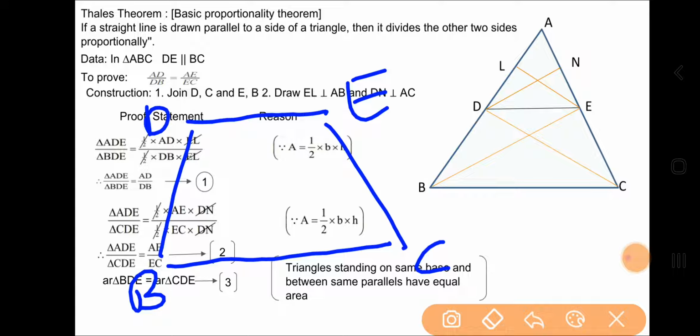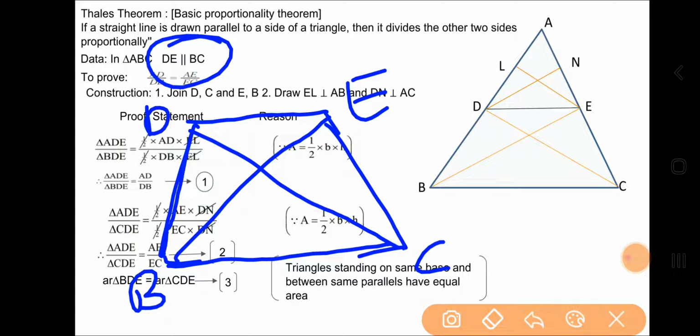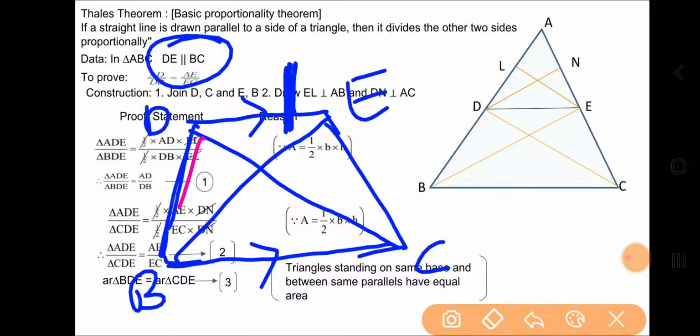So what he has given is that DE is parallel to BC. He has mentioned it in the given part. Then what we have done? After that we have joined BE and DC. Can you observe that this is parallel to this line and DE is a common base? Try to understand, DE is a common base and there are two triangles. Which two triangles? BDE is one triangle, CDE is one triangle.